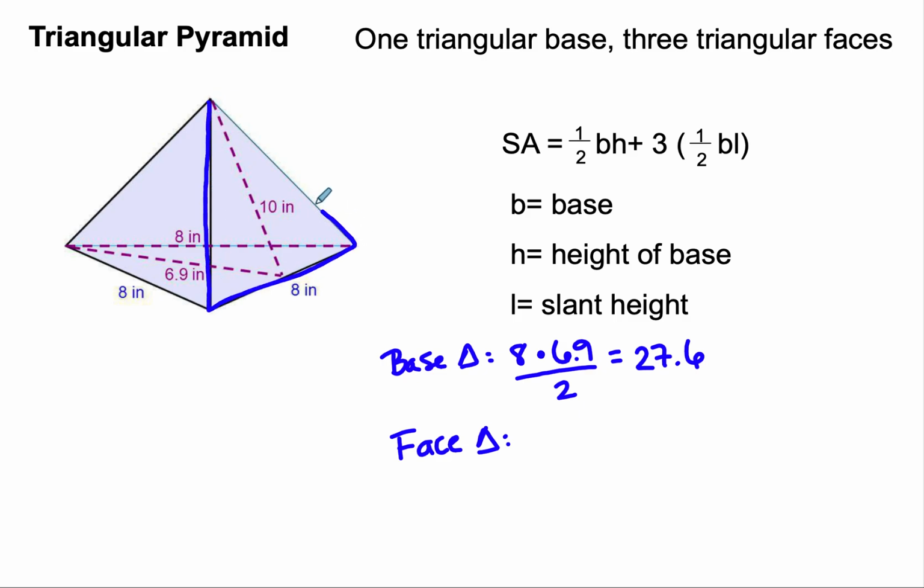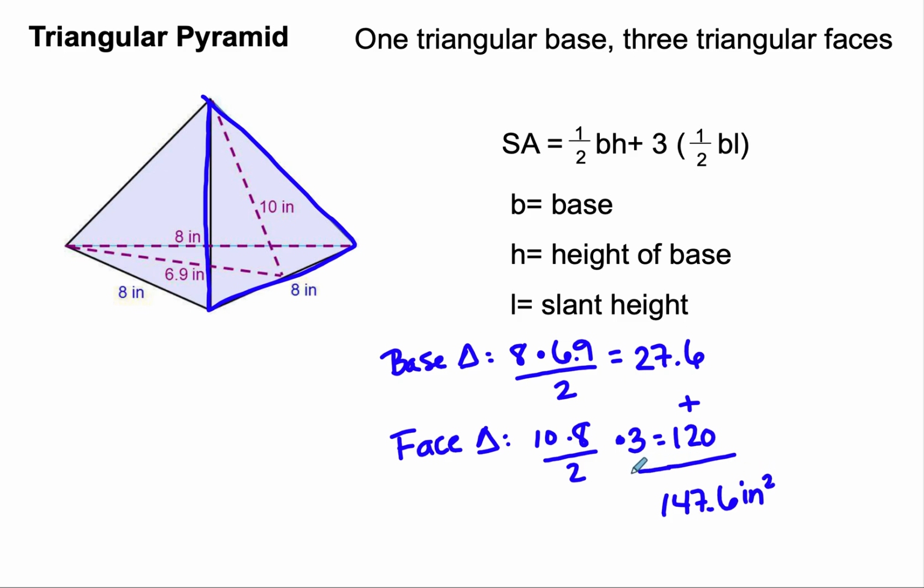Triangle on the side here. We've got 10 and 8. So 10 times 8 divided by 2, and then times 3 because there are 3 of them. So that's going to give me a total of 120. Last step is to add those two answers together, and that's going to give me 147.6 inches squared.